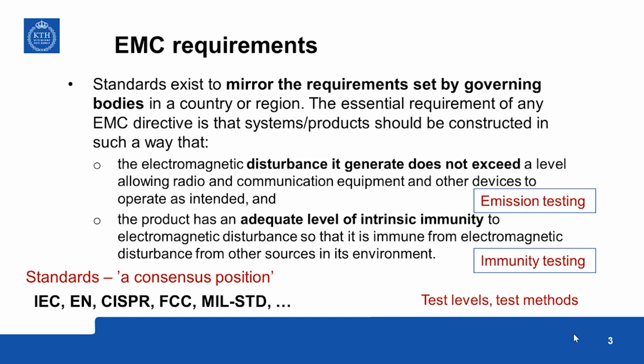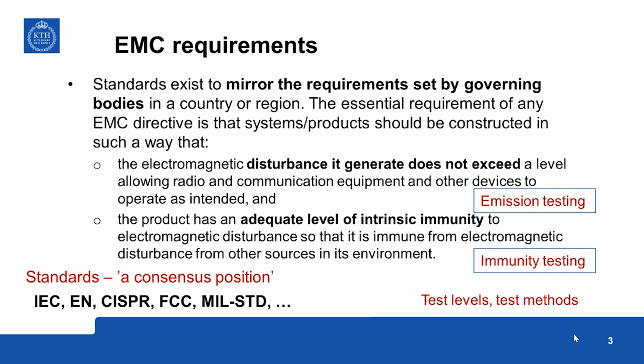Now, the most essential requirement of any EMC directive issued by a government as regards systems and products is about how electromagnetic disturbance, when it is generated, is not exceeding certain levels, allowing radio and communication equipment and other devices to operate as intended. And also it deals with products that should have adequate levels of intrinsic immunity to electromagnetic disturbance.